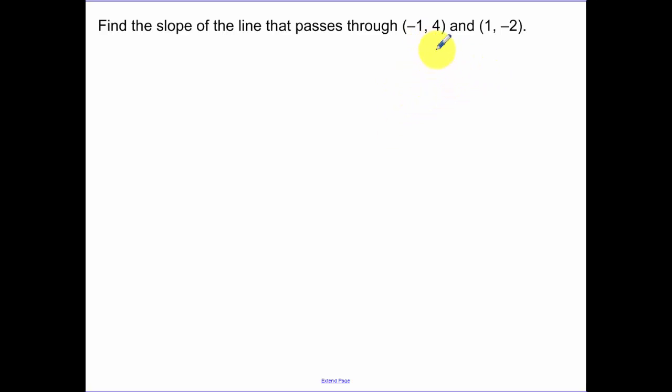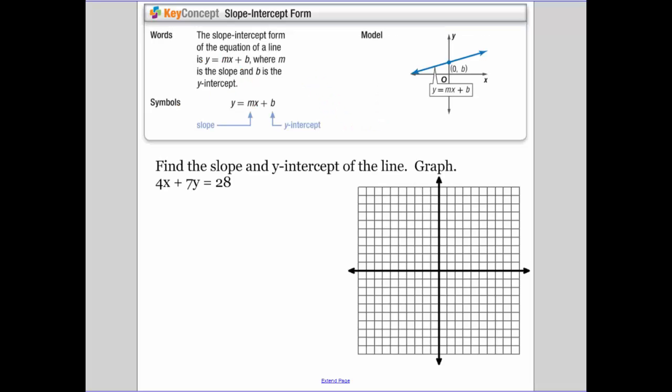So let's take -2 minus 4 all over. I started with -2, so I have to take 1 minus -1. So I get -6 over 2, which is -3. Not too bad. That's super basic.